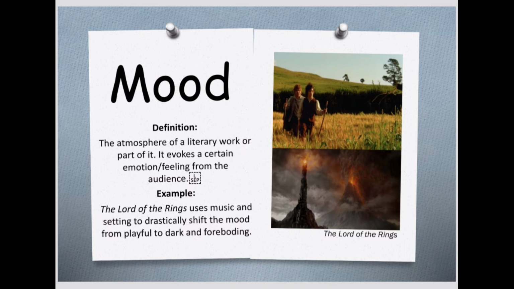Now what is mood? The atmosphere of a literary work or part of it. It evokes a certain emotion or feeling from the audience. For example, The Lord of the Rings uses music and setting to drastically shift the mood from playful to dark and foreboding. Now, this example has been taken from The Lord of the Rings.